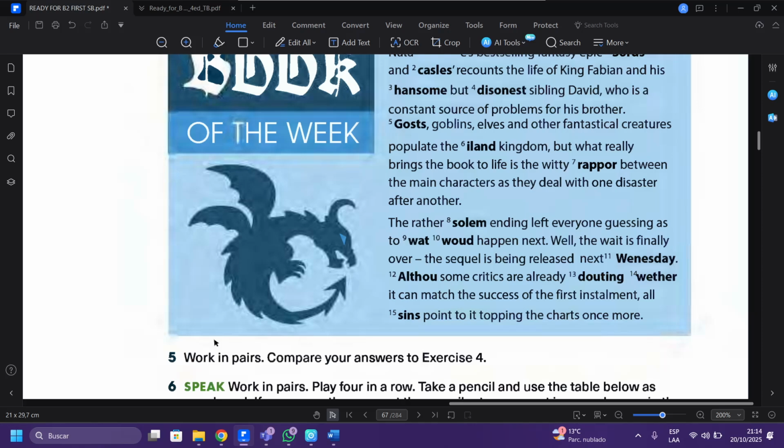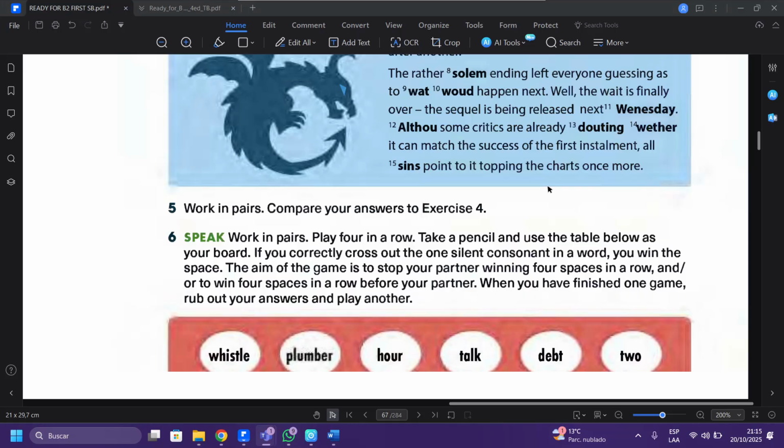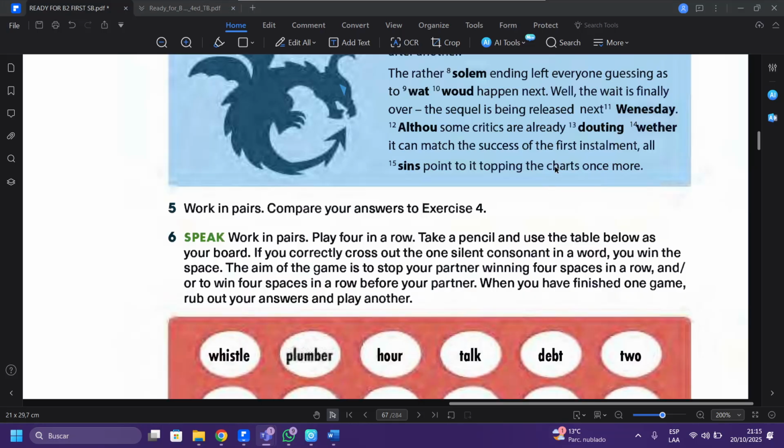Then we have solemn. Solemn, the letter N at the end, but it doesn't sound. Solemne, right, in Spanish. The next one is what? Of course, it is the letter H. Would, the letter L, the modal verb would. Then we have Wednesday, the day of the week, the letter D. Although, the letter G. Doubting is the letter B, right? Whether, the letter H.